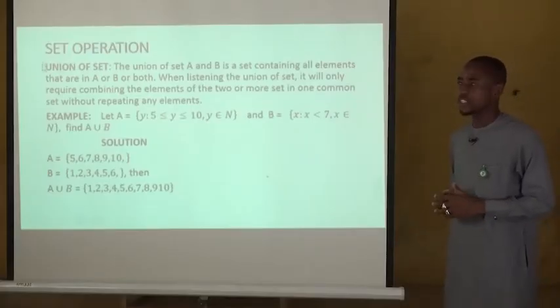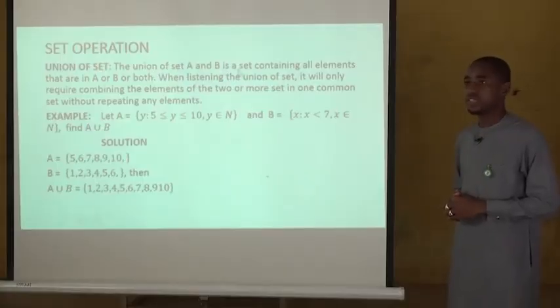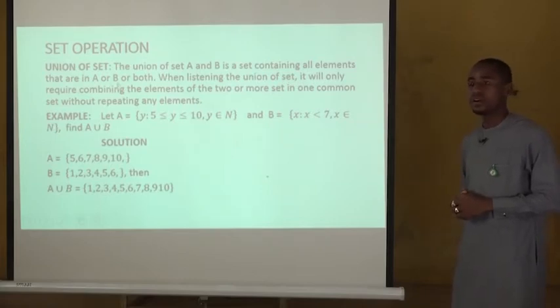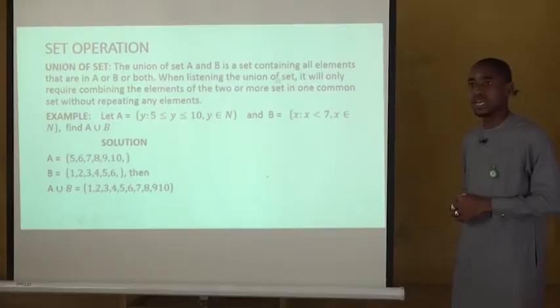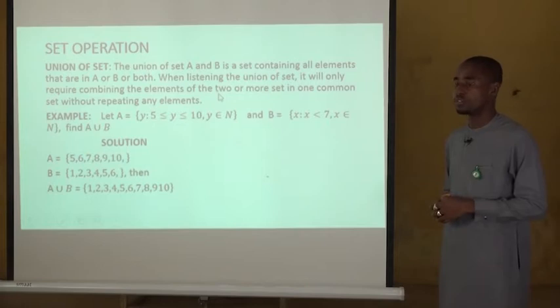Next is to see the set operations. Under this set operation, we are to start with union of a set. The union of set A and B is a set containing all elements that are in A or B or both. When listing the union of a set, it will only require combining the elements of the two or more sets in one common set without repeating any element.